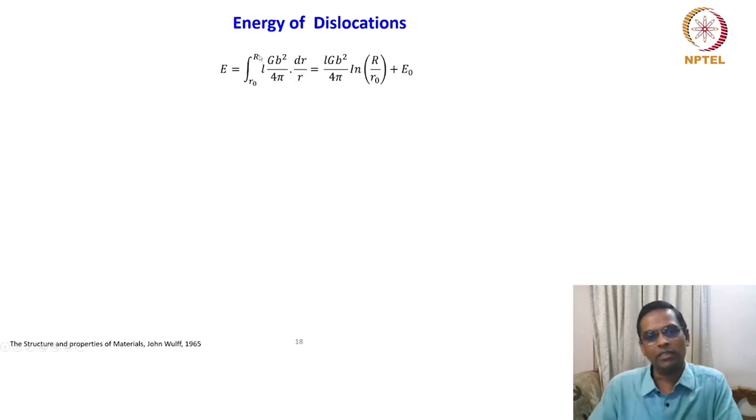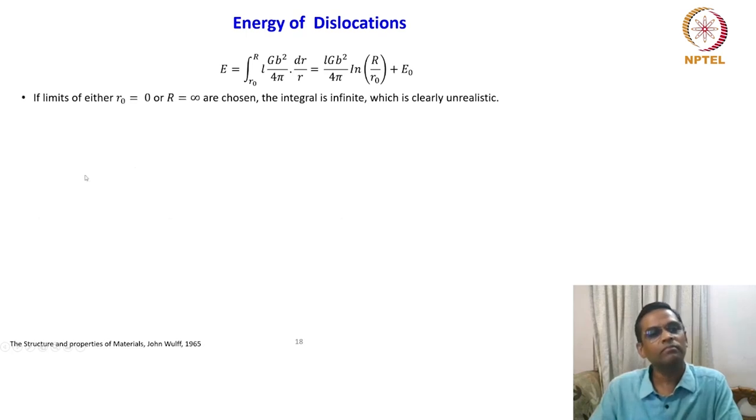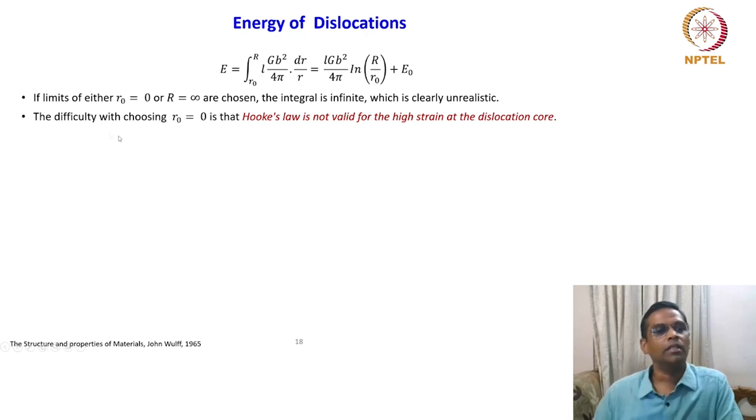For that, we integrate this expression: E is equal to the integral from R naught to capital R of L G b squared by 4 pi times dr by r, which is equal to L G b squared by 4 pi times ln of capital R by R naught, plus E naught. This is a simple integration. If the limits R naught equal to 0 or R equal to infinity are chosen, the integral is infinite, which is clearly unrealistic. The difficulty with choosing R naught equal to 0 is that Hooke's law is not valid for the high strain at the dislocation core.